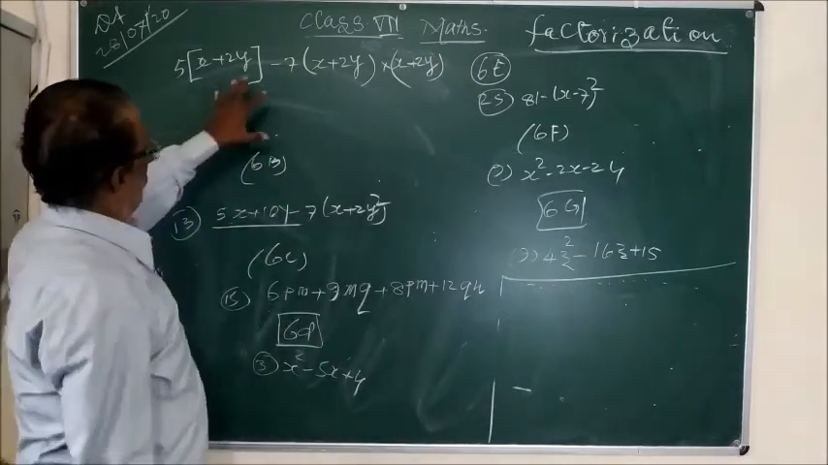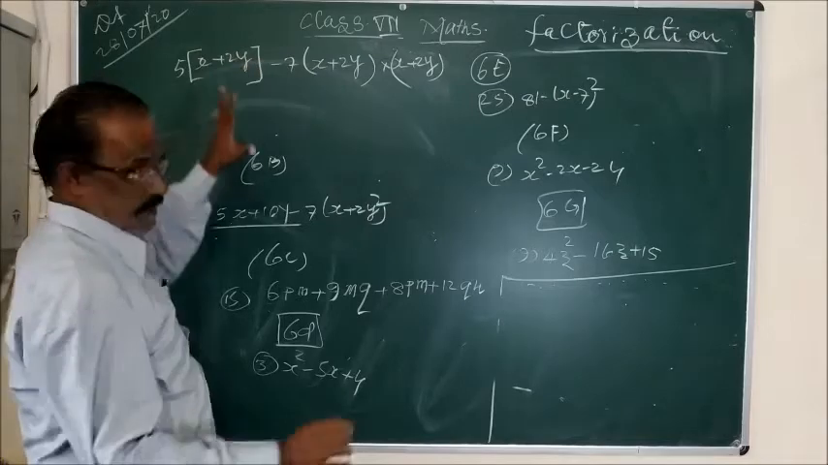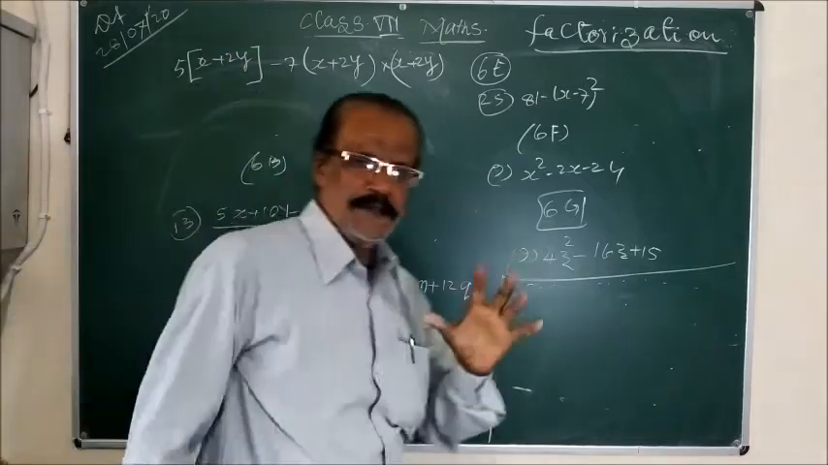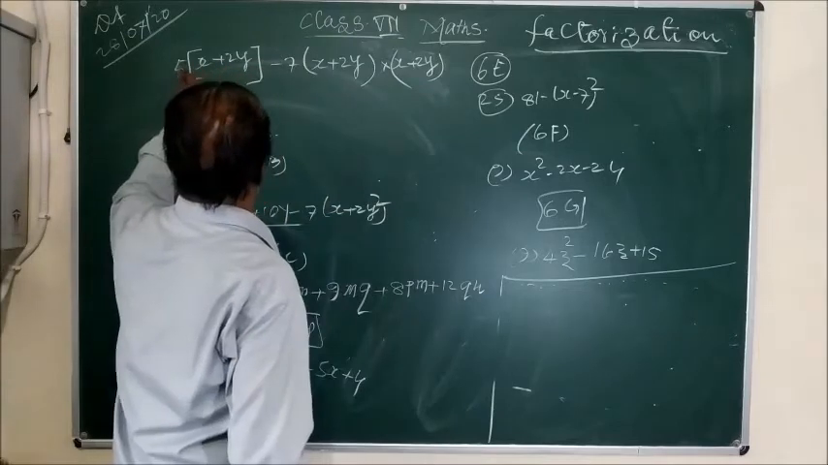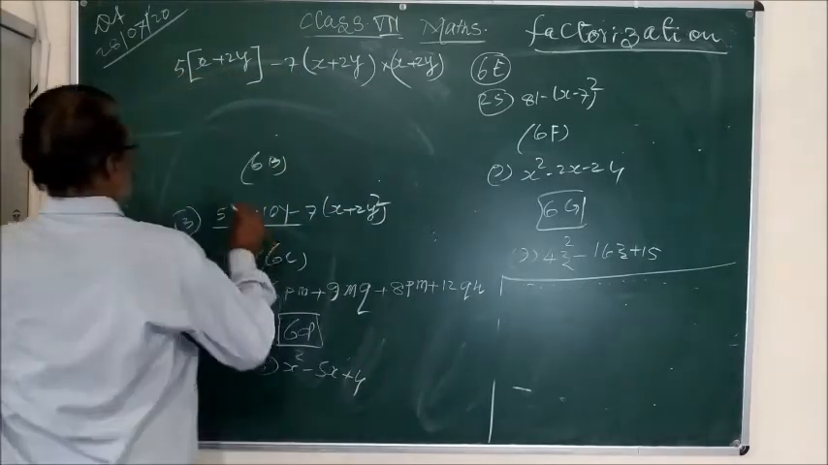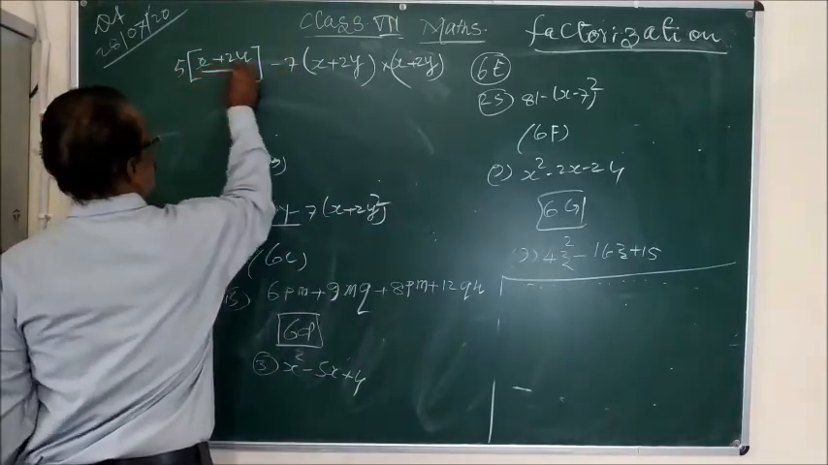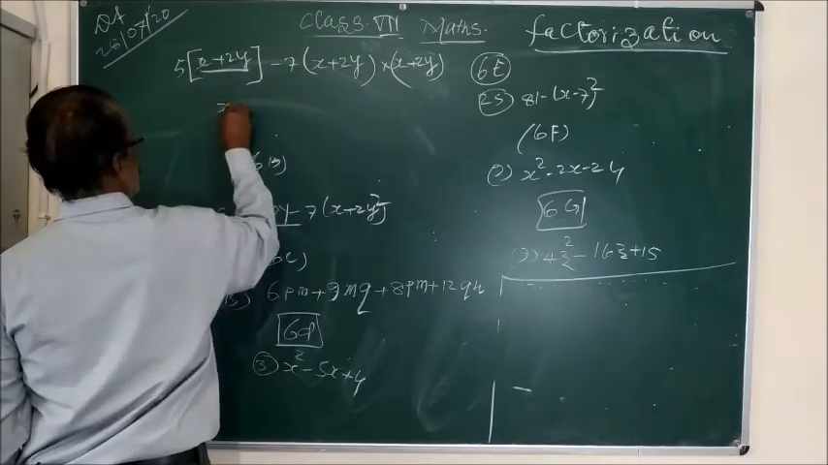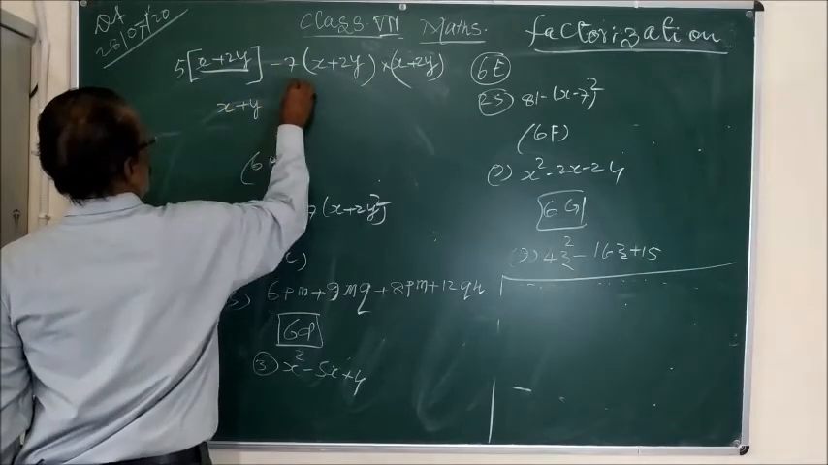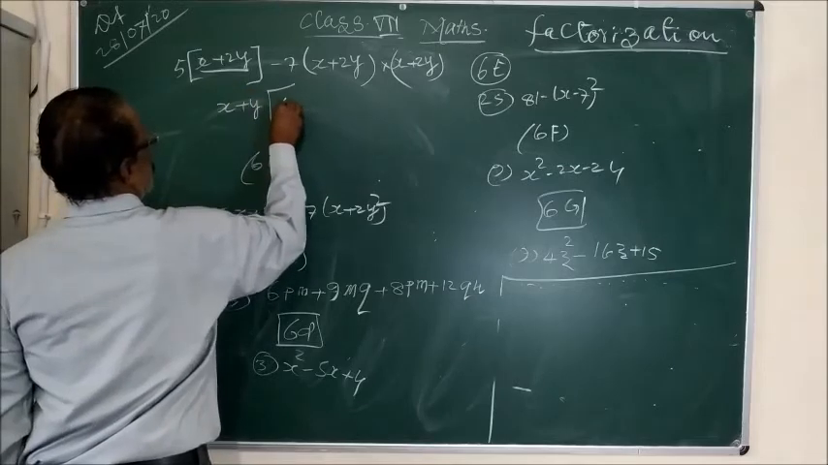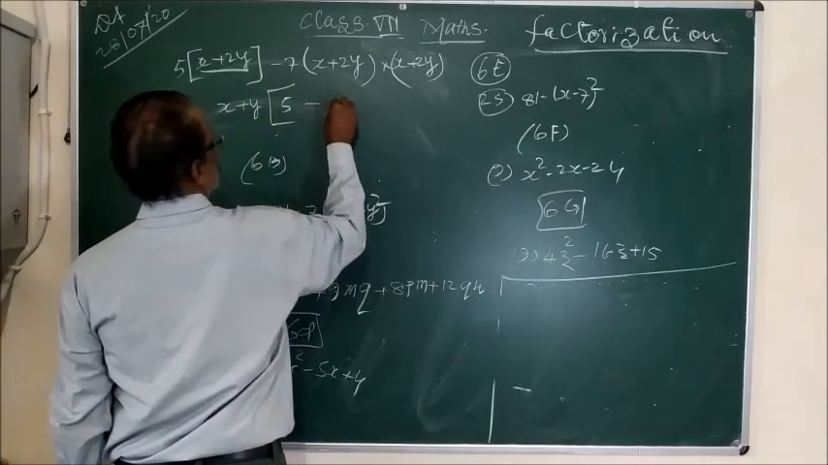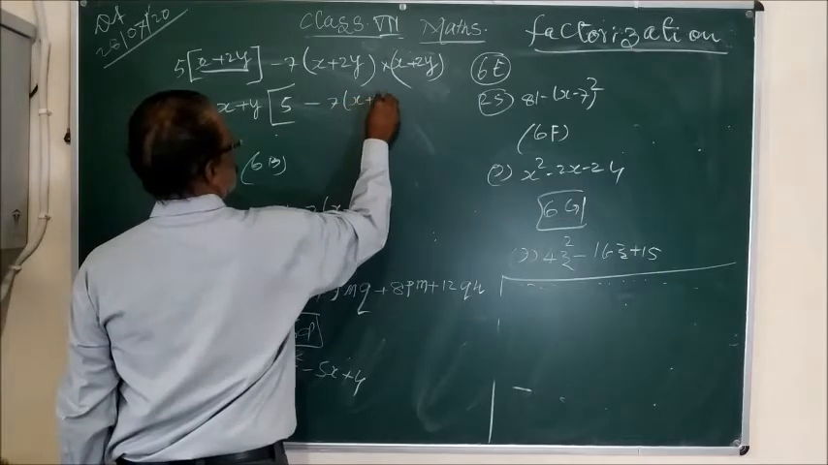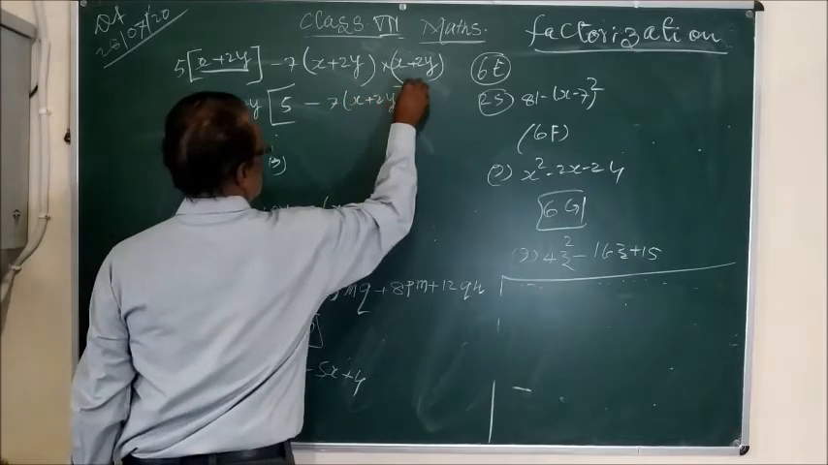You may ask, sir, why are you writing it? Look, writing it will make it easy for you. It will be easier to choose the common. What is common? No common in the coefficients. x plus 2y, x plus 2y is common. So here will be 5 and here will be minus 7 into x plus 2y, and 1. x plus 2y will be there.